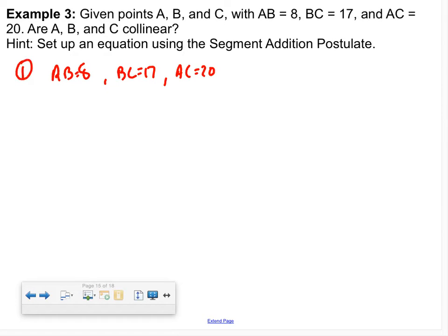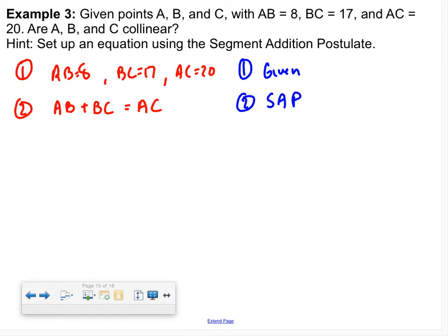One here, one here. So that was given. Now the hint says set up an equation using segment addition postulate. So they're trying to tell us that we want to add these pieces together. So step 2 would be something like AB plus BC equals AC. And the reason is segment addition postulate.